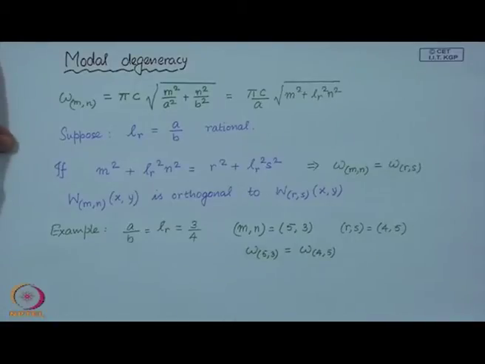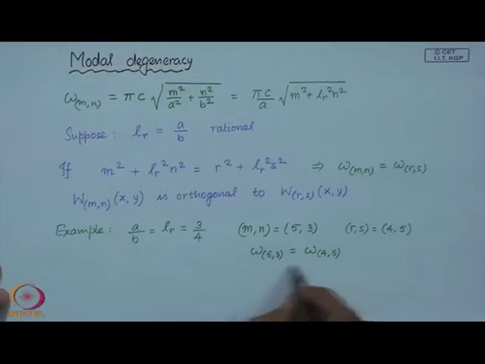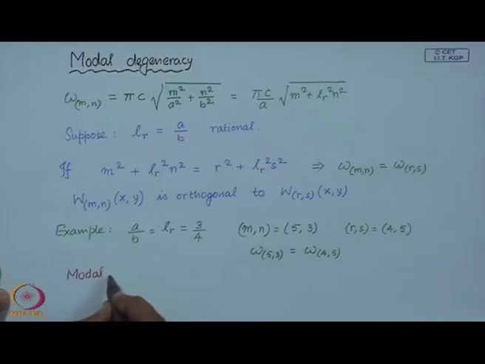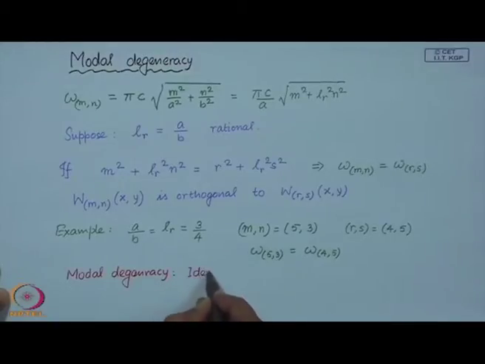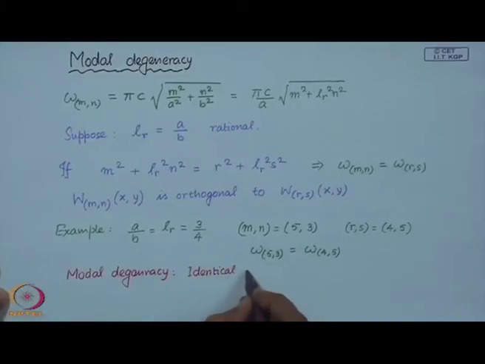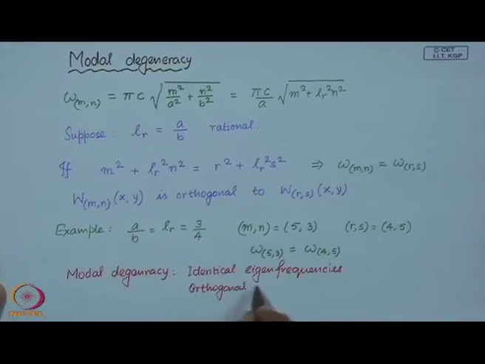Now, this is an interesting situation. So, let us understand. This is known as modal degeneracy. You have identical eigenfrequencies, but distinct eigenfunctions that are orthogonal. Let me graphically try to depict this situation.